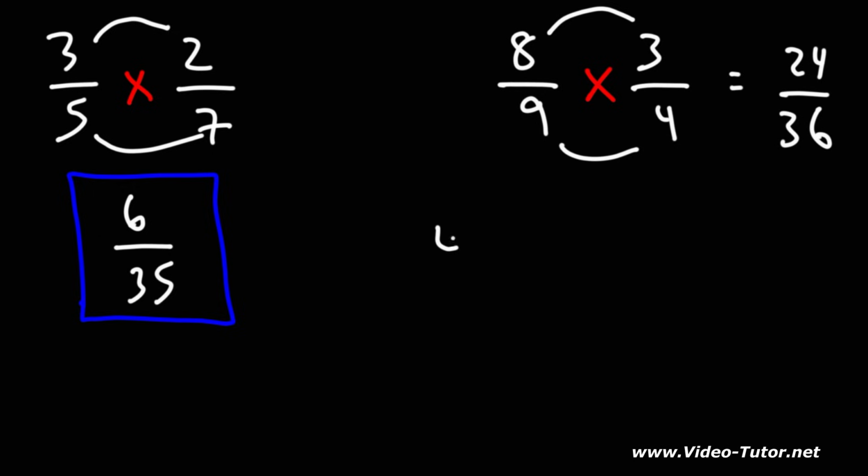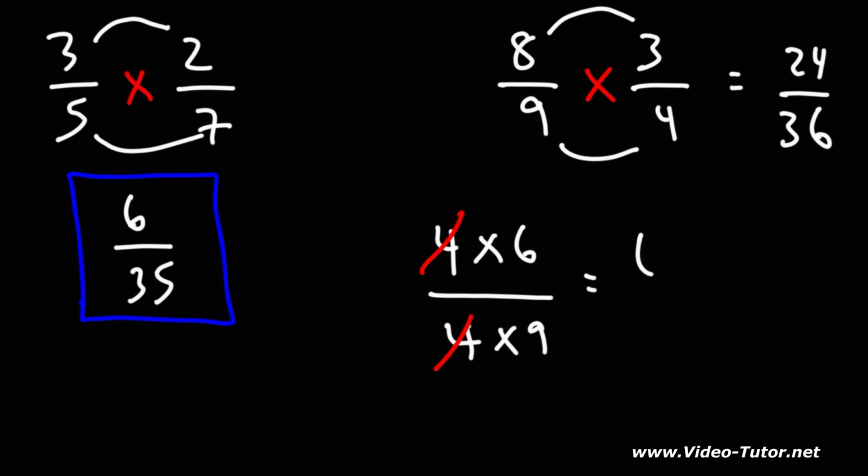24, we can write that as 4 times 6. And 36, we can write that as 4 times 9. So notice that we could cancel a 4, and we can reduce 24 over 36 to 6 over 9.